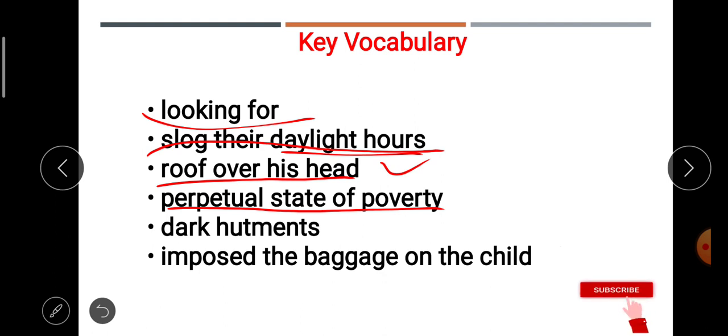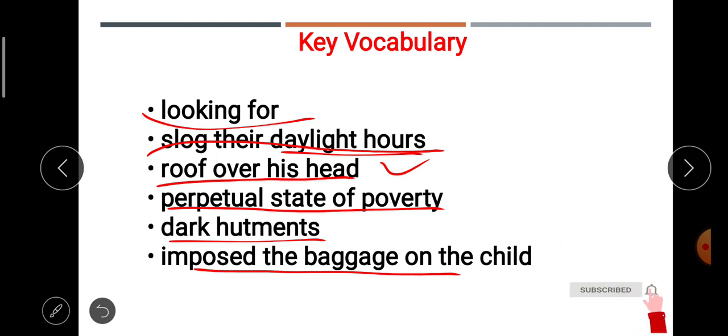Their forefathers were poor, their parents are poor, and they themselves have started the same rut of life. Dark hutments. The houses they are living in are no more than dark hutments. Hutments, very small structures. And why are they dark? Because they are not properly electrified. And impose the baggage on the child: the circumstances in their lives force these children to become rag pickers.